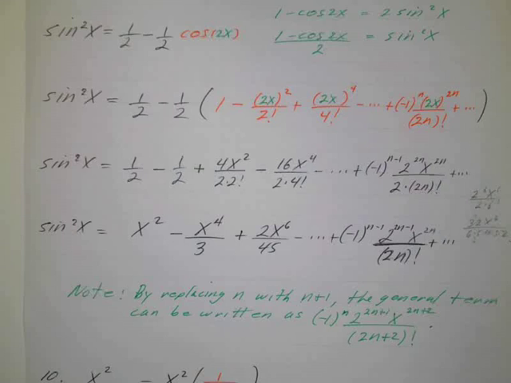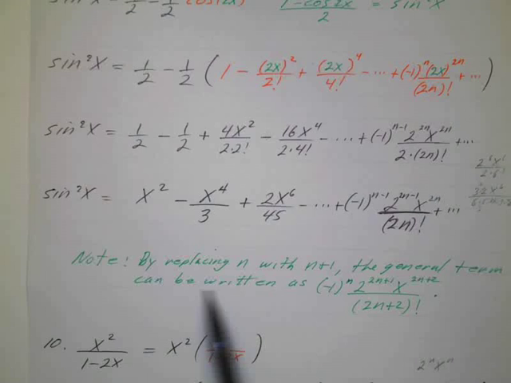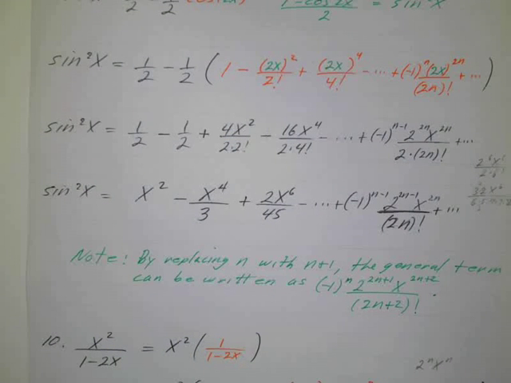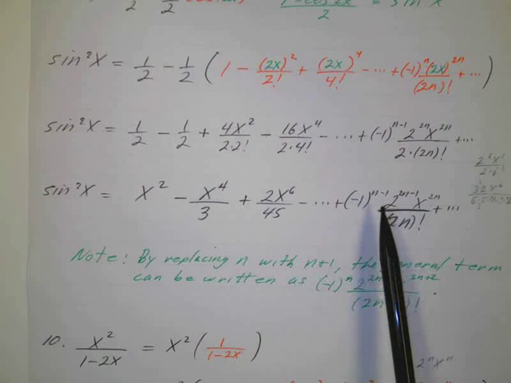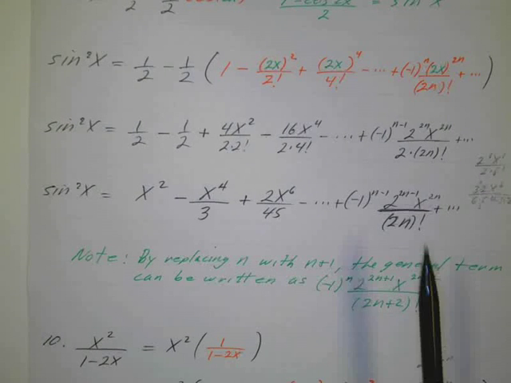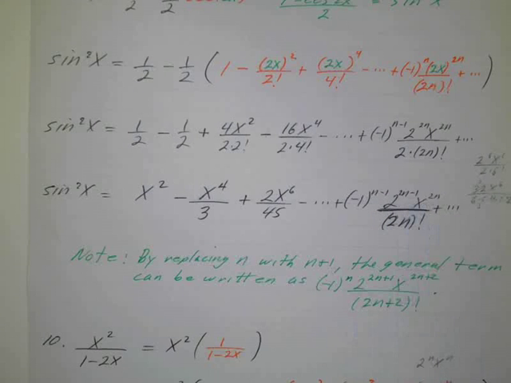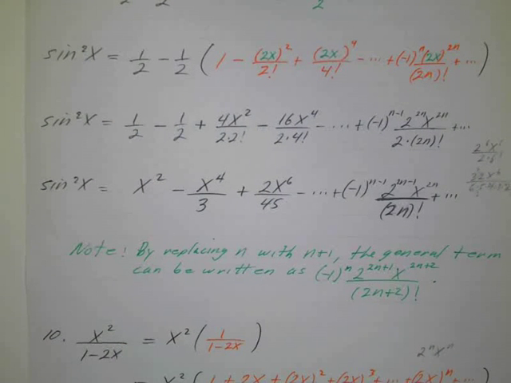x to the 2n over 2n factorial. And then again, you can fool around with the index to make this work by replacing n with n plus 1. The general term can be written as this. So go back and change that. Every time you see an n, you put an n plus 1. So if you've got 2 times n minus 1, you've got 2 times n plus 1 minus 1. Okay, so that would be 2n minus 2. Well, I'm sorry, 2 times n plus 1, so 2n plus 2, minus 1 is the 2n plus 1. So every time you see an n, you put just an n plus 1. So that shouldn't be too bad. So they give you the general term if you make that substitution.